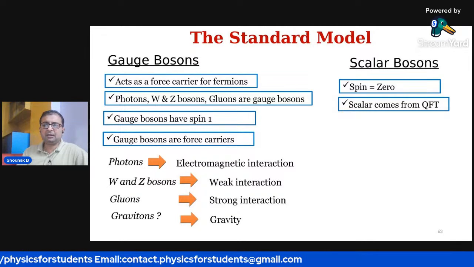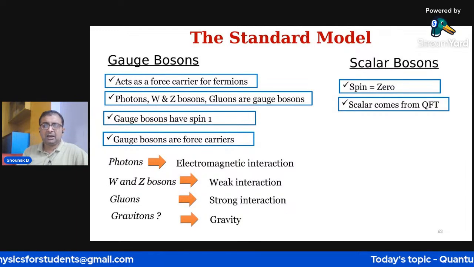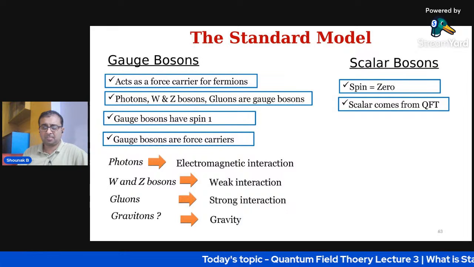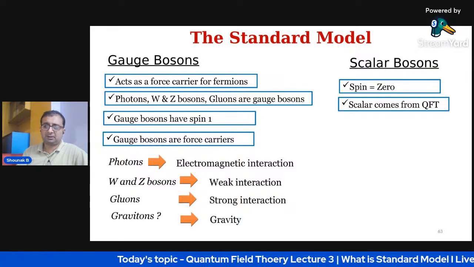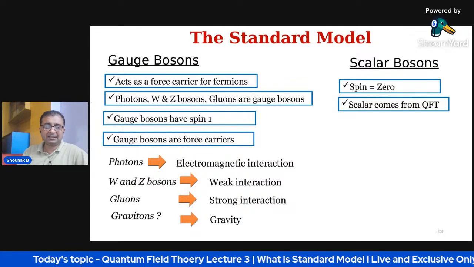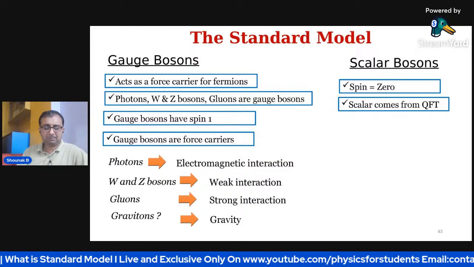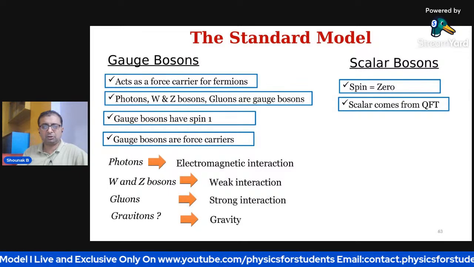The name scalar bosons actually comes from quantum field theory, which demands that fields of spin 0 particles, this is important, fields of spin 0 particles transform like a scalar under Lorentz transformation. That means they are Lorentz invariant. Okay, I will plug in one thing also from my notes.